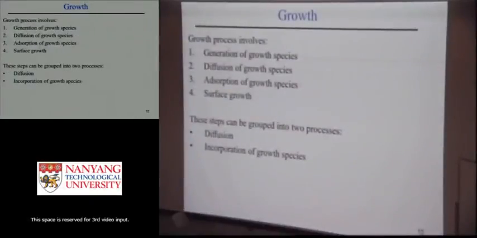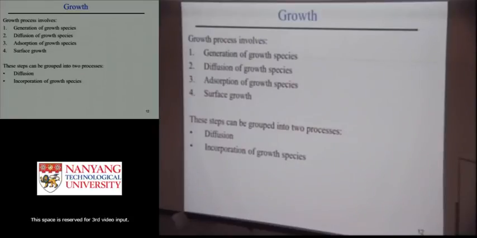So just now I mentioned 4 steps of the growth. Generation of the growth species, which is through the reaction. Diffusion of the growth species within the liquid. Absorption of growth species onto the nuclei, which lets the nuclei grow bigger. And the last one is the growth of the nuclei into a particle. For the growth process, you have to wait for the 4 steps to complete in order to finish one growth cycle.